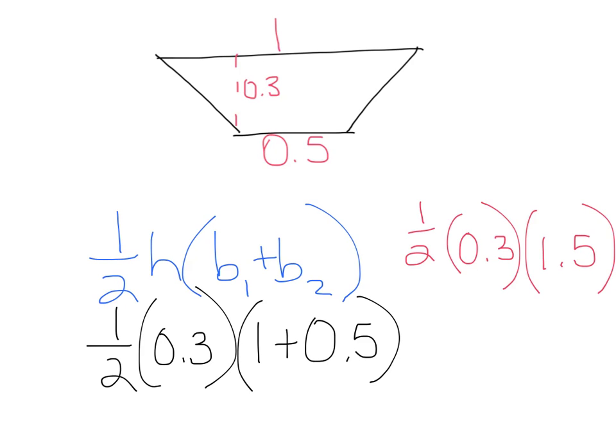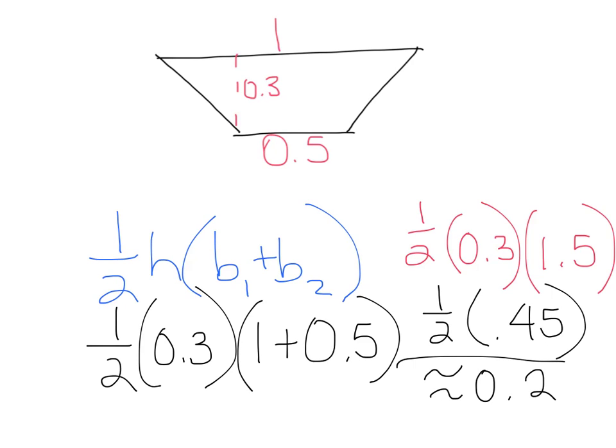So just for easy math, let's just go ahead and multiply the 0.3 times the 1.5, and you get 1/2 of 0.45. So then we divide that by 2, and you're going to get approximately 0.2 for the area of the trapezoid.